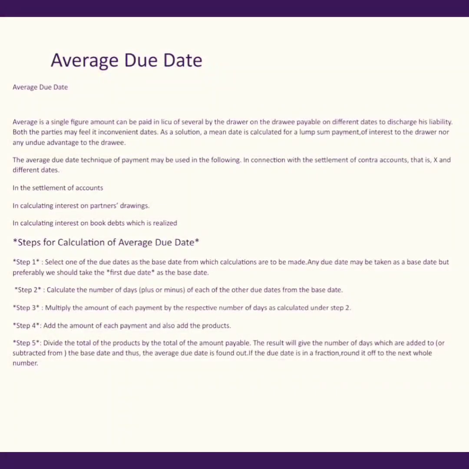Average due date. Average due date is a single date on which a single lump-sum amount can be paid, instead of several amounts payable by the drawer on the drawee on different dates to discharge his liability. Both the parties may find different dates inconvenient. As a solution, a mean date is calculated for a lump sum payment, without loss of interest to the drawer nor any undue advantage to the drawee.